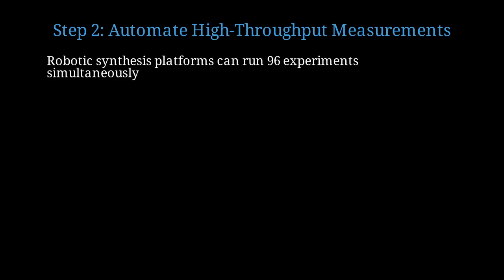For example, 100 initial samples can efficiently cover a 5-dimensional space much better than a regular grid, which would require 5 to the 5th power equals 3,125 points for similar coverage. Step 2 is automating the synthesis and measurement process. This is where we gain orders of magnitude in speed. Modern robotic synthesis platforms can run 96 experiments simultaneously. These systems use liquid handling robots, automated furnaces, and parallel reactors.